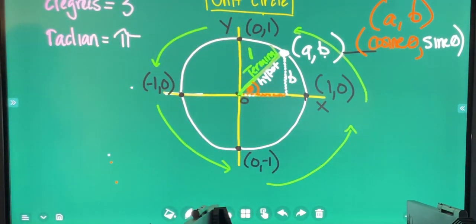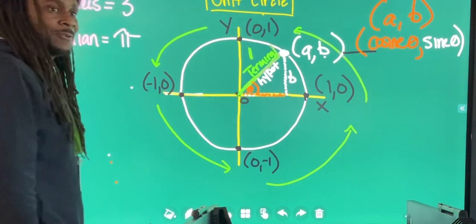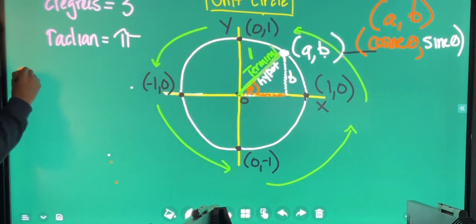Wait, sine, opposite over hypotenuse. Yeah, I have to do it in my head. So dumb.